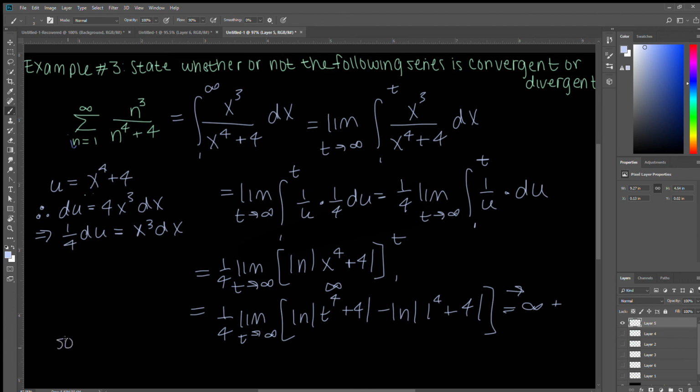So, just wrapping up our entire problem. The series from 1 to infinity of n cubed over n to the 4th plus 4 diverges as a result of the integral test.